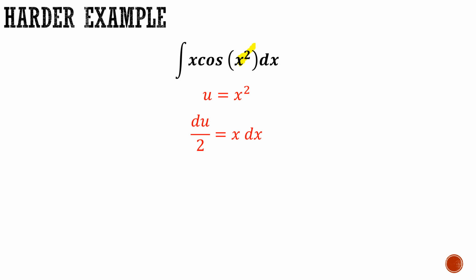Now notice that I have x dx in my problem, and so when I substitute back in, I'm simply left with 1/2 integral cosine u du. Now the integral of cosine is sine, so I have 1/2 sine of u, but again u was x squared, so I have 1/2 sine of x squared plus c.